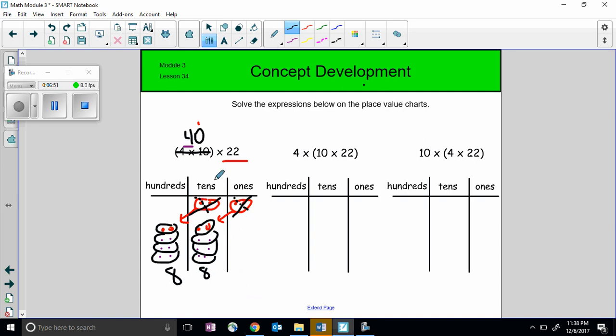I can't leave it blank. This number is not 88. This is 880, which means I need a 0 right here. I want to do this one with you.